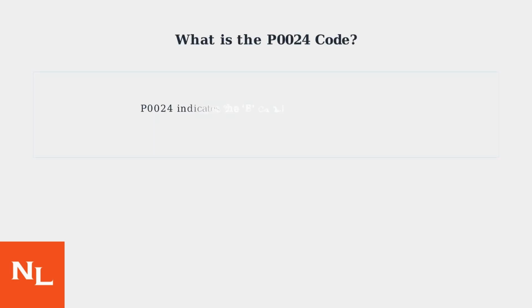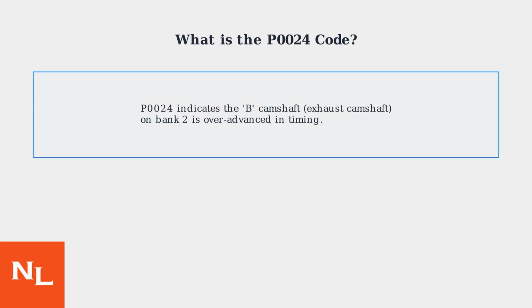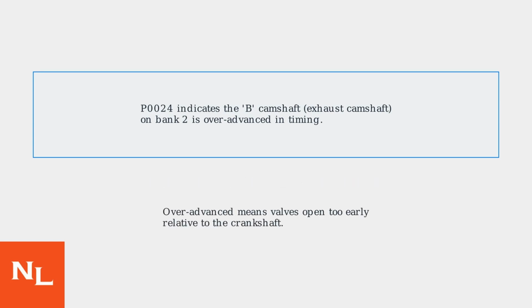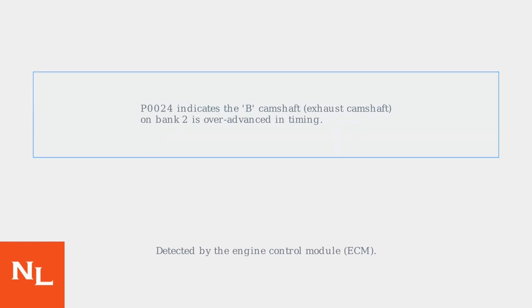The P0024 code indicates that the B camshaft, typically the exhaust camshaft on bank 2 of your engine, is timing over advanced. Bank 2 refers to the side of the engine that contains cylinder 2. This means the camshaft is opening valves too early relative to the crankshaft position. The issue is detected by the engine control module, or ECM.